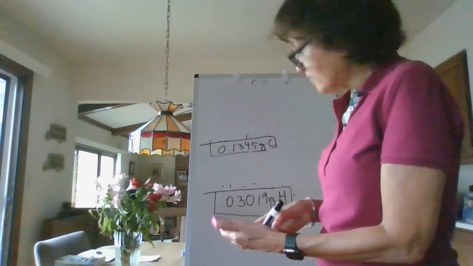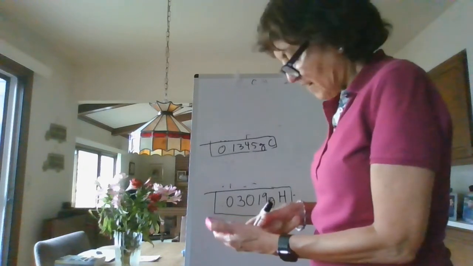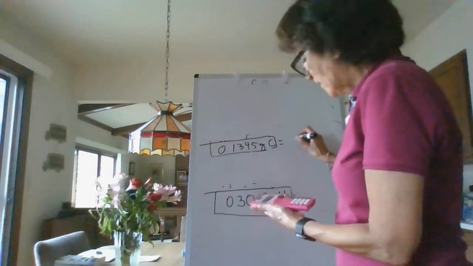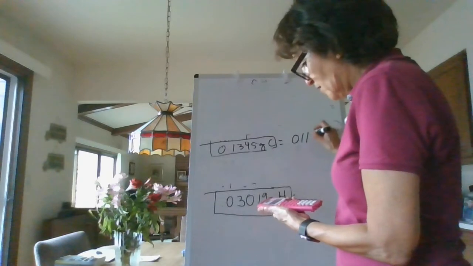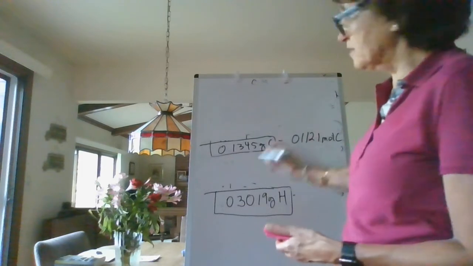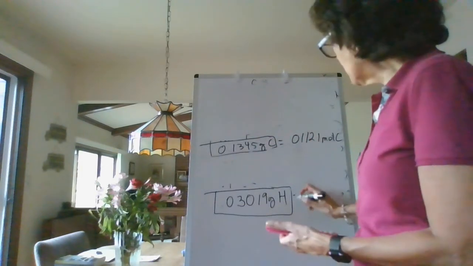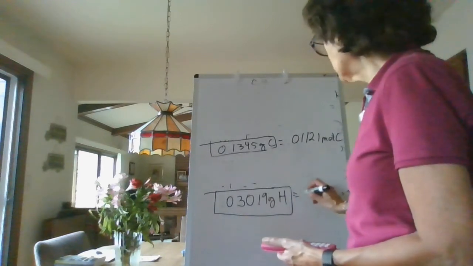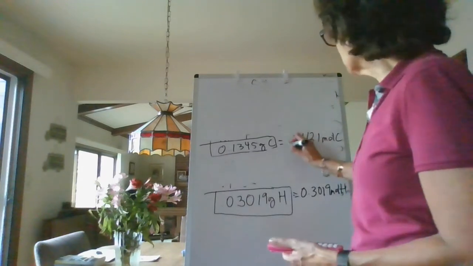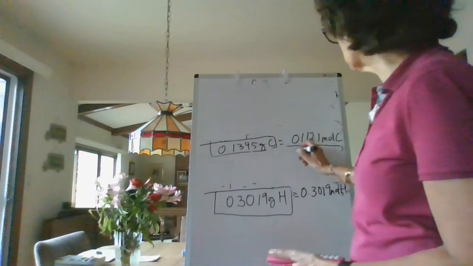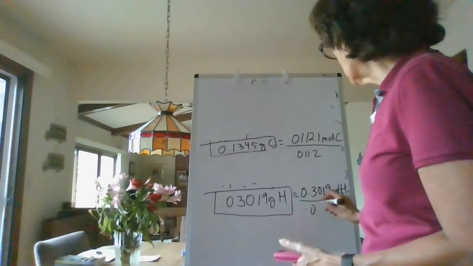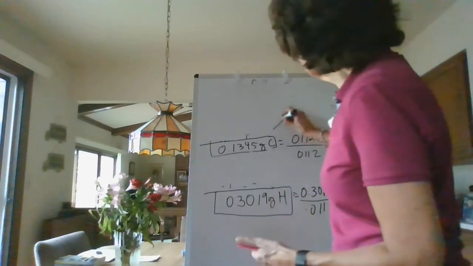These are fine. So I'm going to take 0.1345 divided by 12, and I end up with 0.0112 moles of carbon. Why did I divide it by 12? Because I just used molar mass to convert grams to moles. And then this one divided by 1 is going to be 0.03019 moles of hydrogen. Okay, so I'm going to divide this by the lowest number, which is 0.0112. Divide this by the lowest number, which is 0.0112. So the carbon is 1.